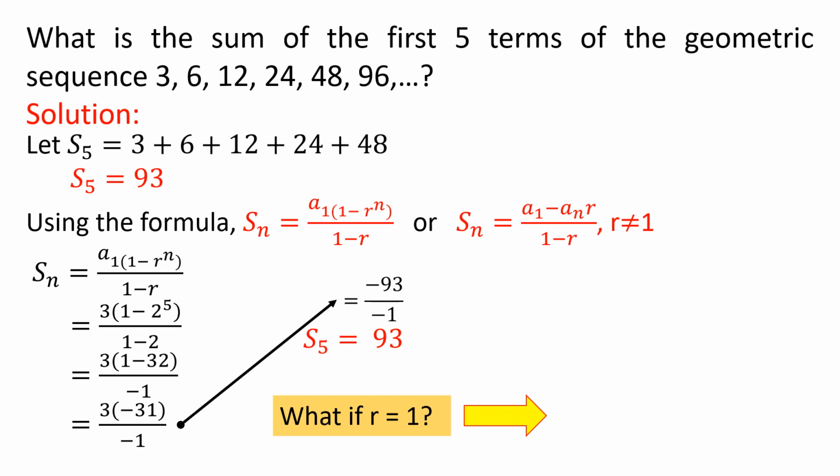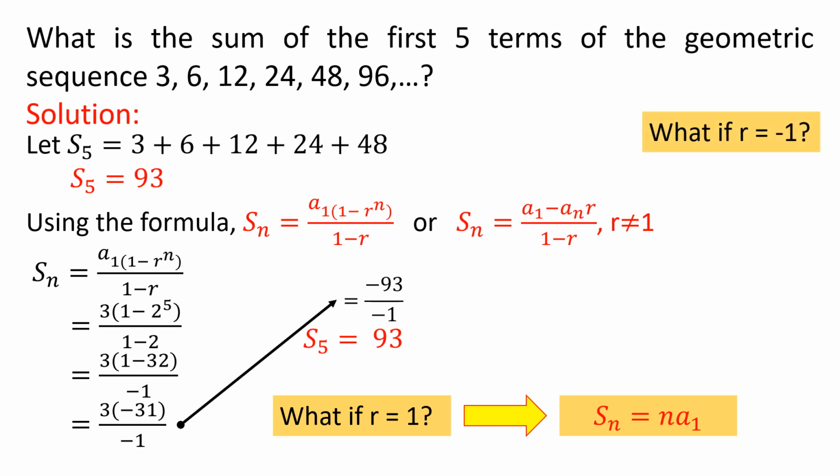As you can see in our presentation, the formula for S sub n is equal to n times a sub 1, if r is equal to 1. How about if r is equal to negative 1? What will be the limitation or the formula that we need to use? So, what if r is equal to negative 1?